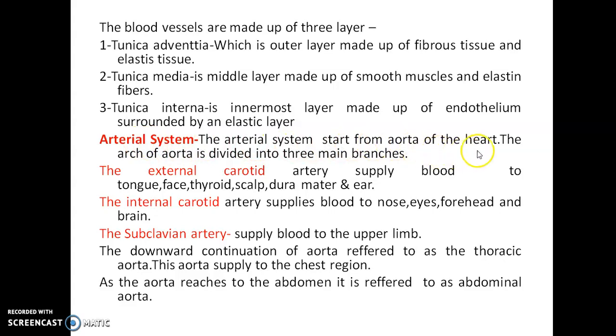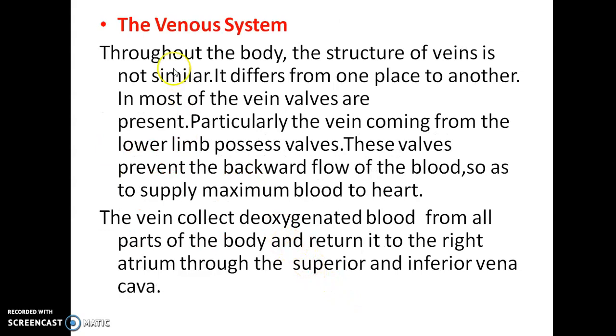The arterial system starts from the aorta of the heart. The arch of the aorta is divided into three parts. The external carotid artery supplies blood to the tongue, face, thyroid, scalp, and dura mater. The internal carotid artery supplies blood to the nose, eyes, forehead, and the brain. Other branches supply the lower limbs, and the downward continuation of the aorta is called the thoracic aorta, which supplies blood to the chest region. In the abdomen, it is referred to as the abdominal aorta.